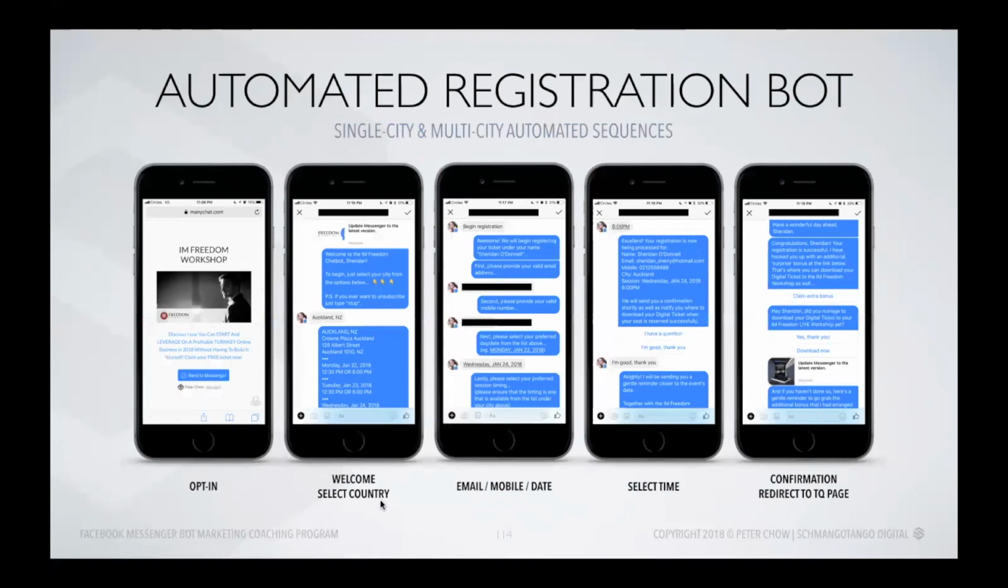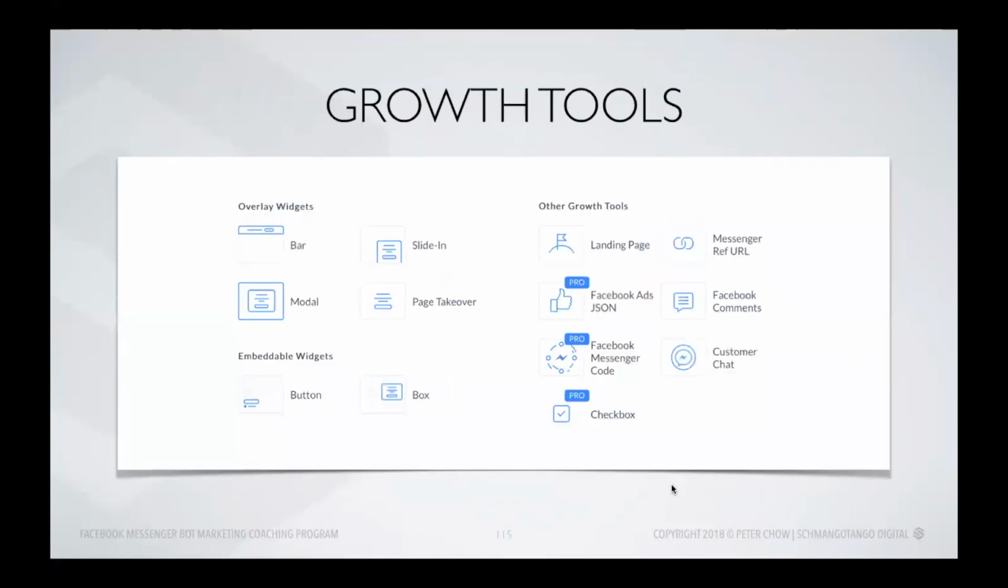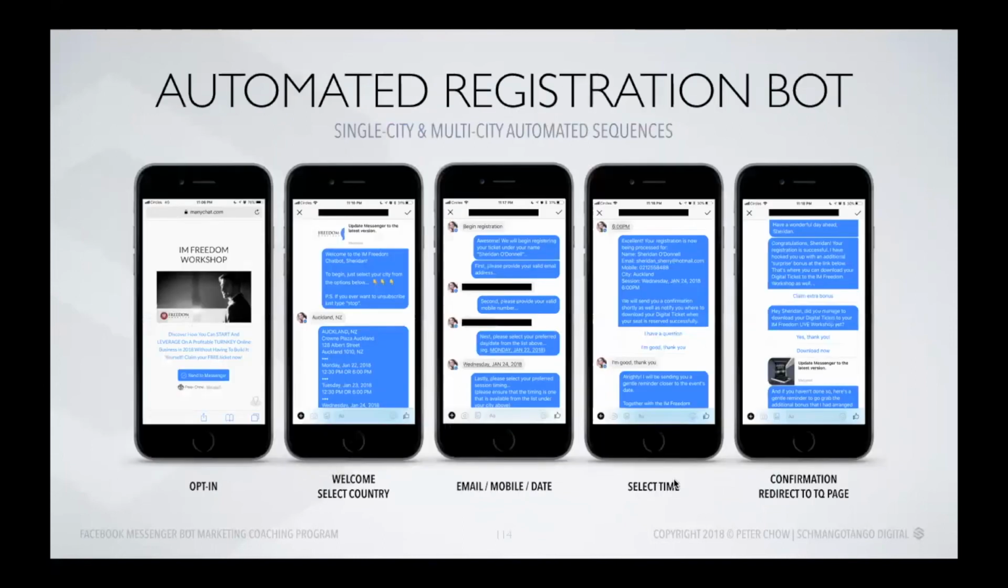The first thing, of course, is welcome and select country, and then after that, I'll capture the email, the mobile, and the date. And the last part is that I will allow them to select a timing, and that is the last process of the registration, and then confirmation and redirect to any page that I want to redirect them to.